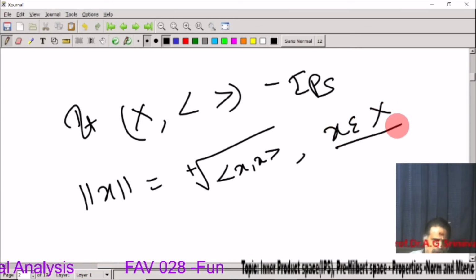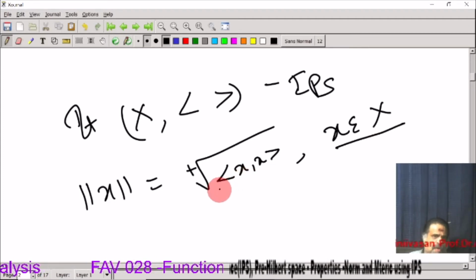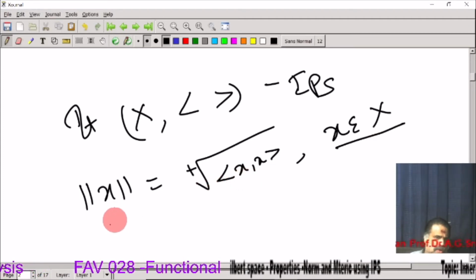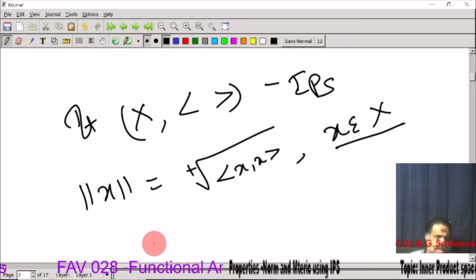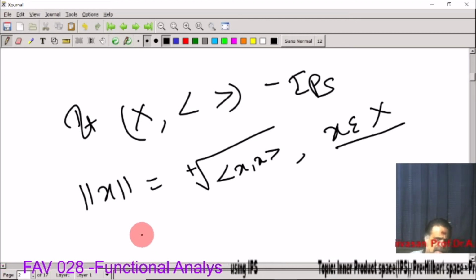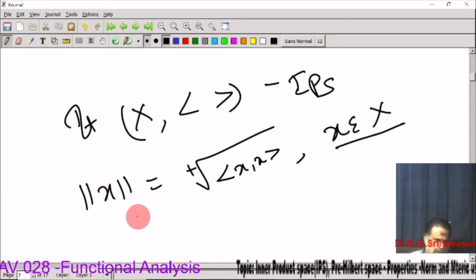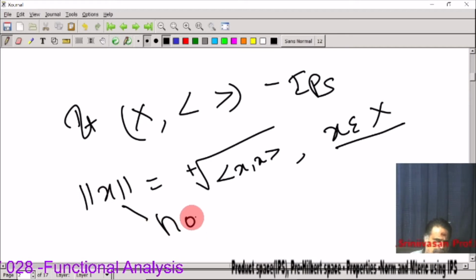So take x belongs to X, take the inner product xx, take the positive square root of that, that is called the norm of x. Of course, I am calling it a norm. We are going to see a little later that this is in fact a norm. We are going to show later that this is a norm.